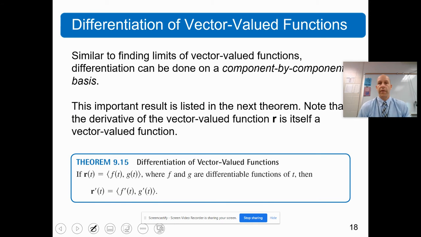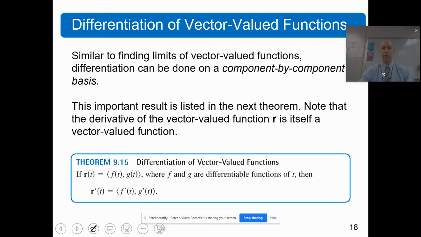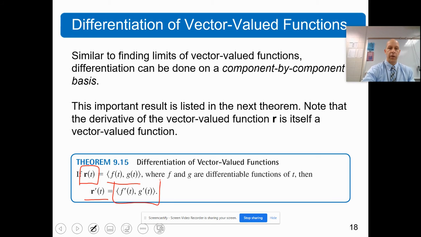Similar to finding limits of vector valued functions, differentiation can be done on a component by component basis. This important result is listed in the next theorem. Note that the derivative of a vector valued function r is itself a vector valued function. So if I have this vector valued function given by the following, then the derivative of the vector valued function is simply the derivatives of each of the components.